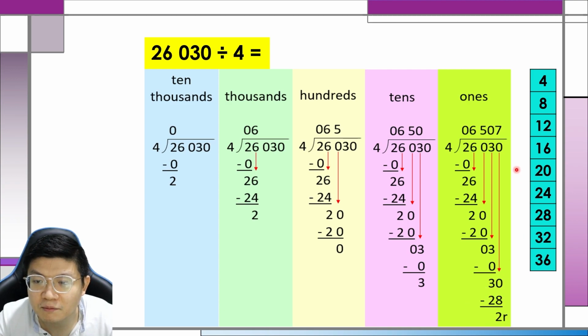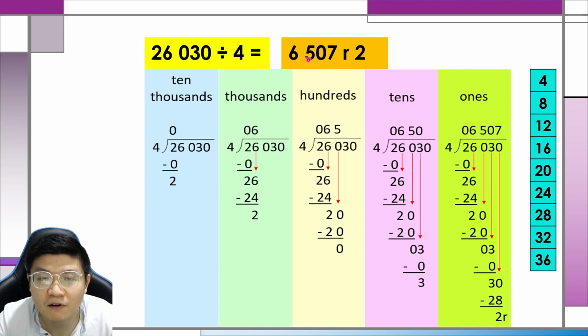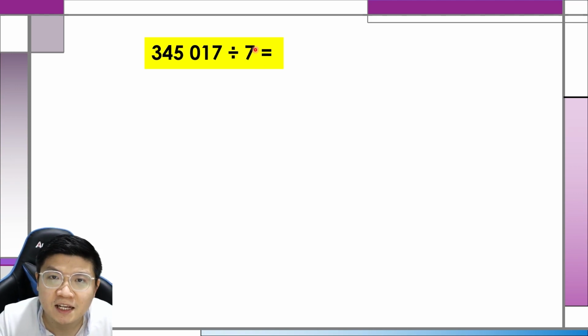Why do I put R here? Because no more number I can bring down. So I put R as remaining. Therefore, your final answer is actually 6,507 remaining 2. I will show you another example again.